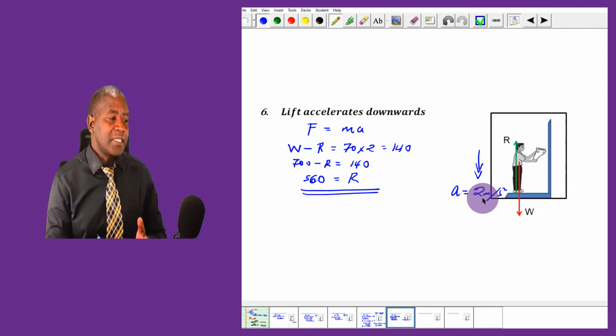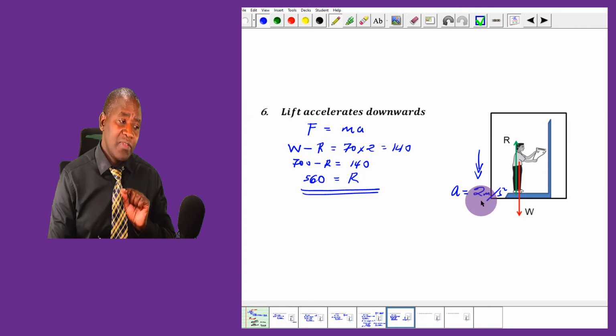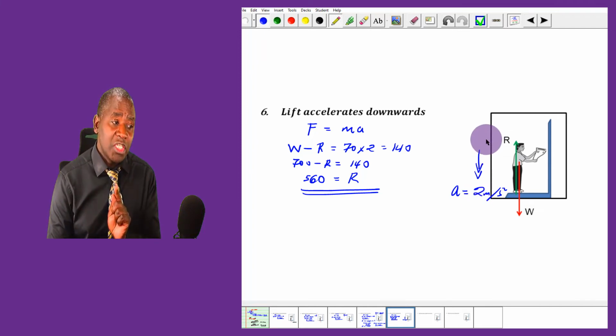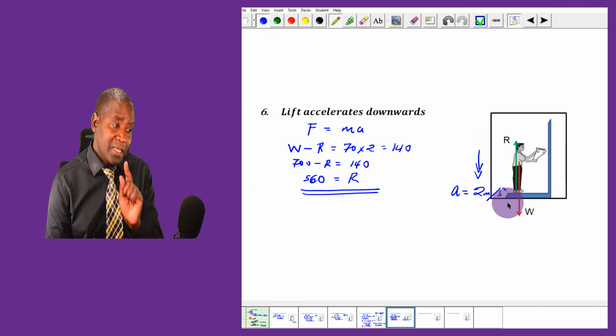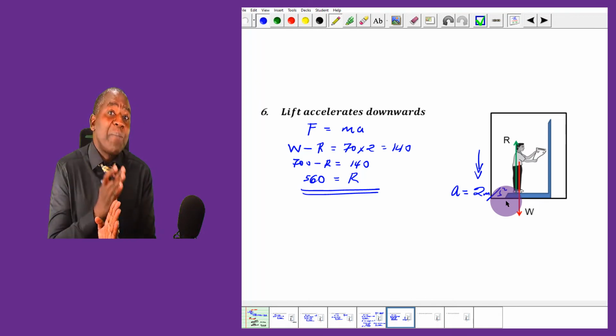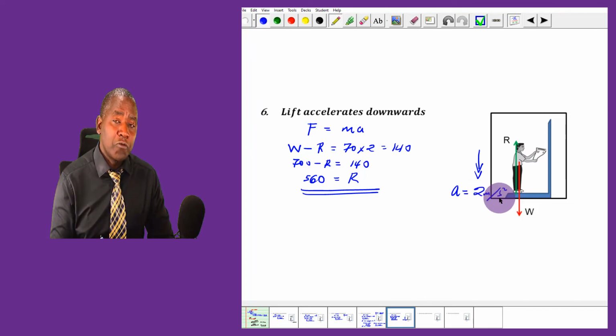So if the lift is accelerating downwards, and by acceleration it means that the velocity of this object is increasing by 2 meters per second every second. So if the initial velocity was, let's say, 0, in the next 1 second, it will be 2 meters per second. In the next 1 second, it will be 4 meters per second. In the next 1 second, it will be 6 meters per second. You can see I'm adding 2 meters per second to the previous value to get the new value of the velocity. That is what an acceleration of 2 meters per second or any other acceleration means.